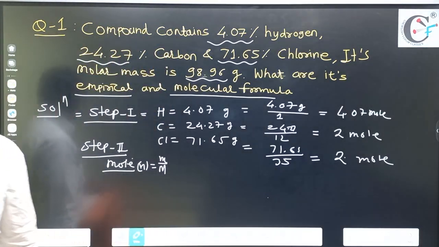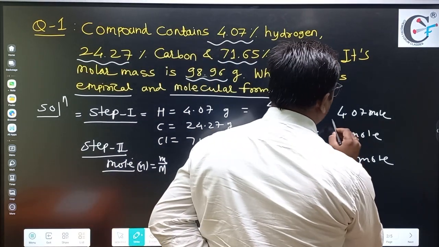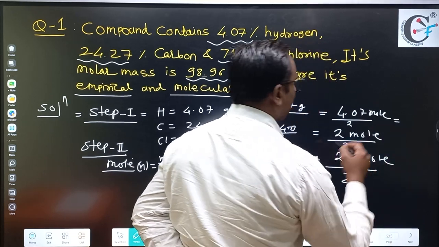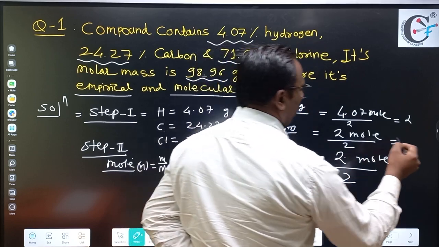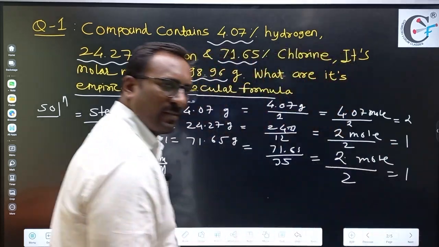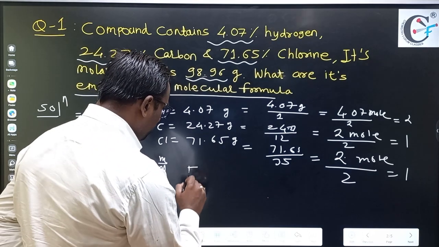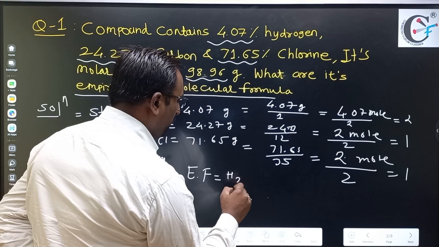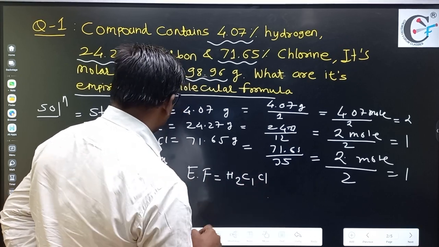Now take the simplest ratio. इसका रेशियो लेना है, लोवेस्ट मोल से इसको डिवाइड करना है. तो इसको 2 से डिवाइड कर दो, इसको 2 से कर दो, इसको भी 2 से कर दो. तो ये क्या होगा बताओ? ये अगर 2 से डिवाइड करते हो तो इसका 2 बन जाएगा. ये कितना बन जाएगा? 1. और ये कितना बन जाएगा? 1. ओके. इसका मतलब क्या है? Empirical formula will be, I can write here, hydrogen will be equal to 2, carbon will be equal to 1, and chlorine will be equal to 1.